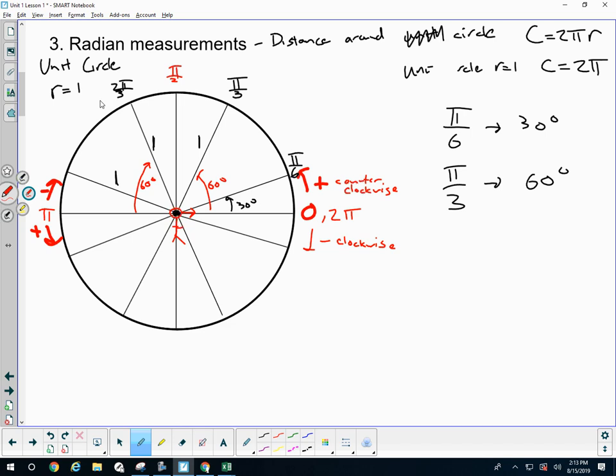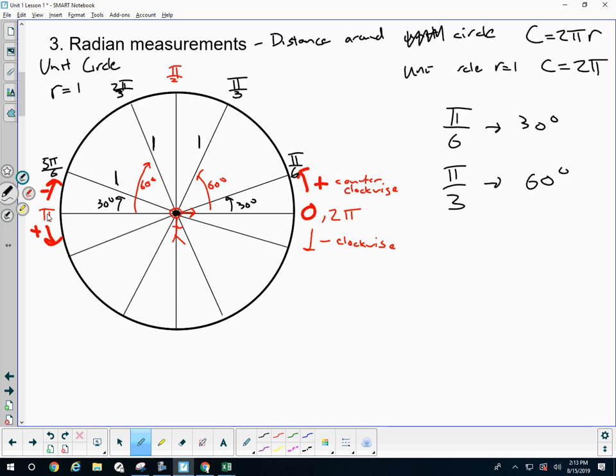If I add another pi over 6, I'll get to 5 pi over 6. This is 4 pi over 6, 5 pi over 6. Well, let's see, I got 90, 120, 150. So 150 is only 30 degrees away from 180. So this is just 30 degrees, and it's important to know that it's just 30 degrees away. I get to pi, that's 6 pi over 6, 180 degrees.